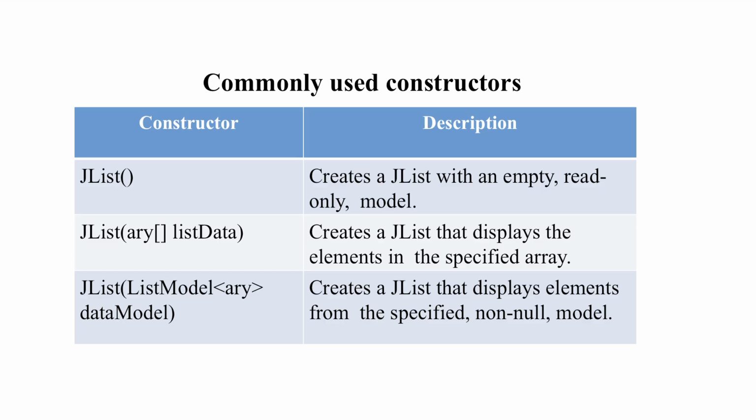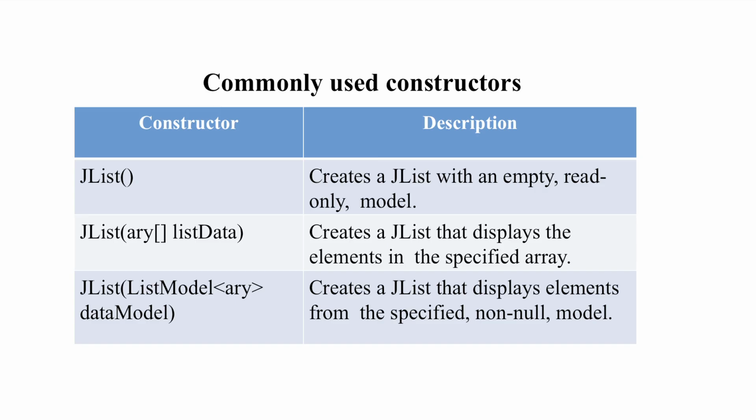Now the commonly used constructors are: JList() creates an empty read only list. JList(array listData) creates a list that displays the elements in a specified array, since we have to store this list of items in some array. Then the third category of constructor used with JList is JList(ListModel dataModel).